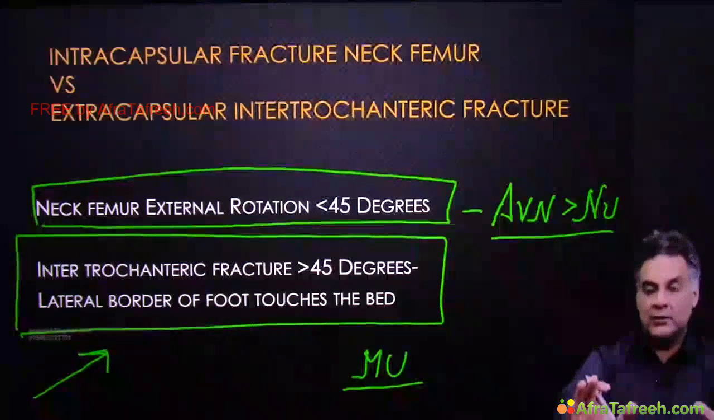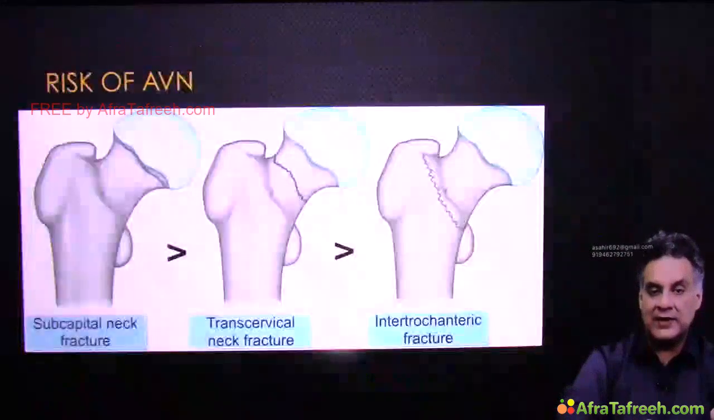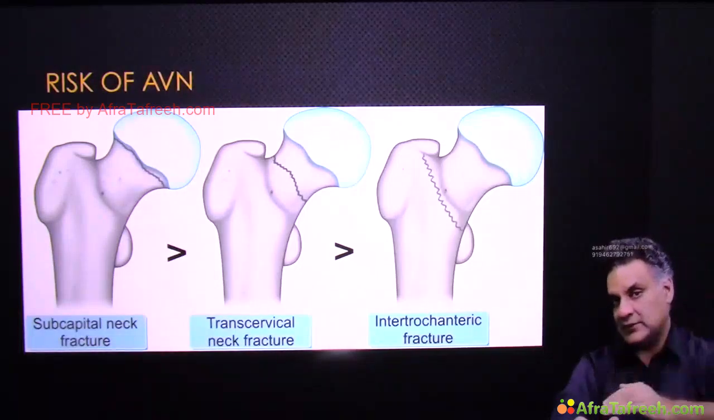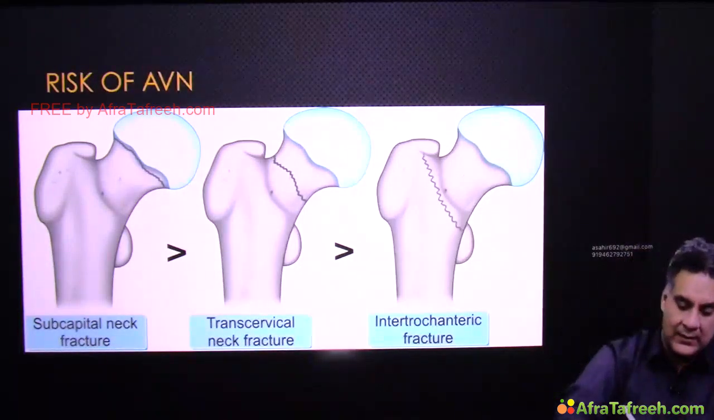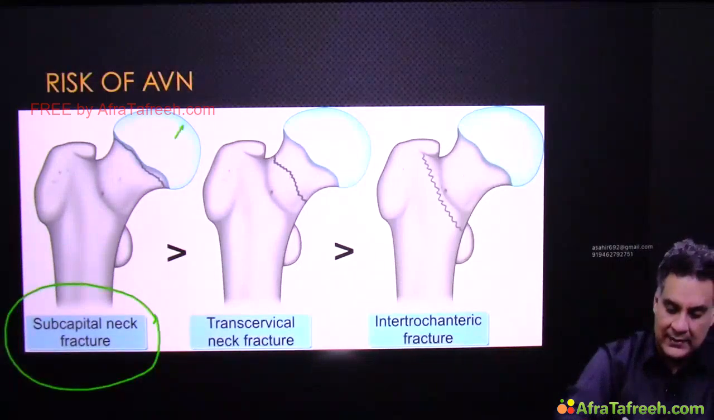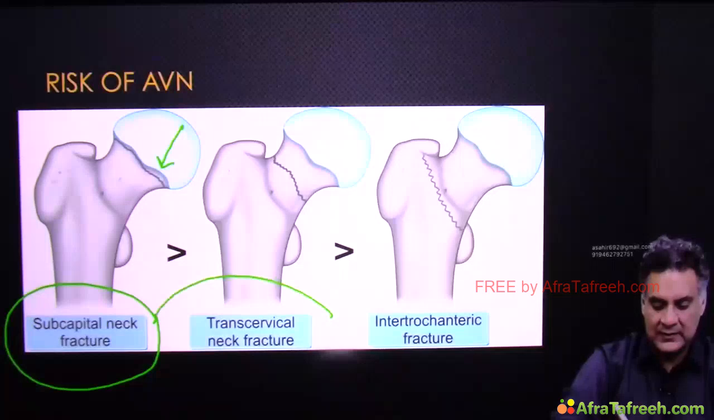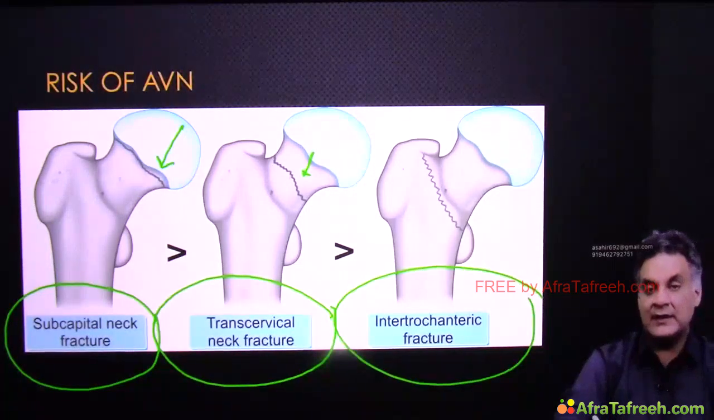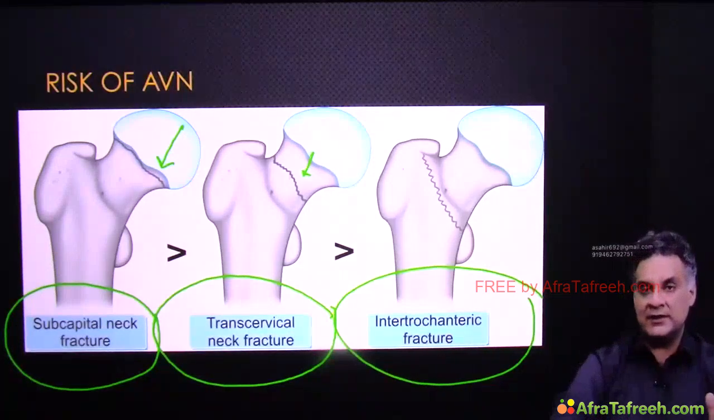So when I look at the incidence of avascular necrosis in neck femur, as we go from the head to the intertrochanteric, the incidence goes down. Just beneath the head, subcapital, maximum chances, transcervical, lesser, intertrochanteric even lesser. This is the anatomical classification of proximal femur fractures.